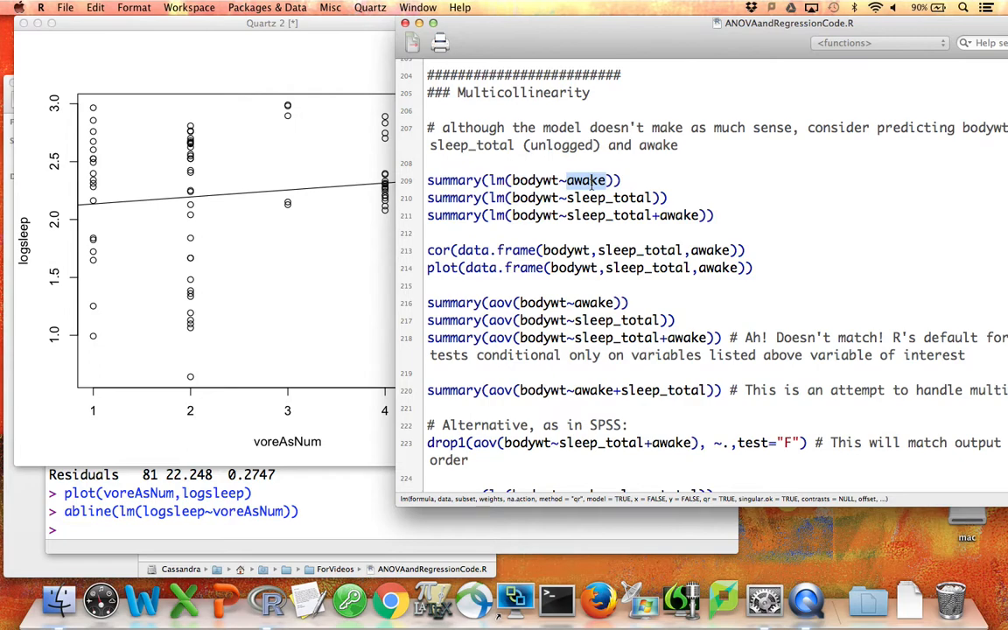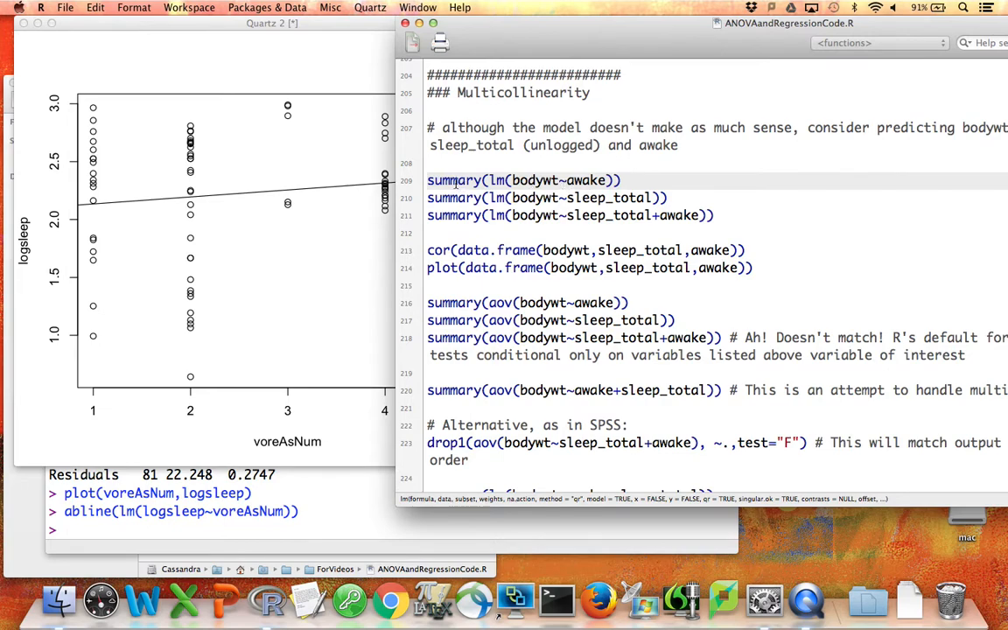Now, importantly, these two variables, awake and sleep total, are very related to each other because there's only so many hours in a day. Specifically, there are 24 hours, and if you're asleep a certain amount of the day, then you're awake the rest of the day. If you don't sleep a lot, you're awake a lot. If you sleep a lot, then you're going to be awake very little. So there's definitely a correlation between these two, which we'll look at in a moment.